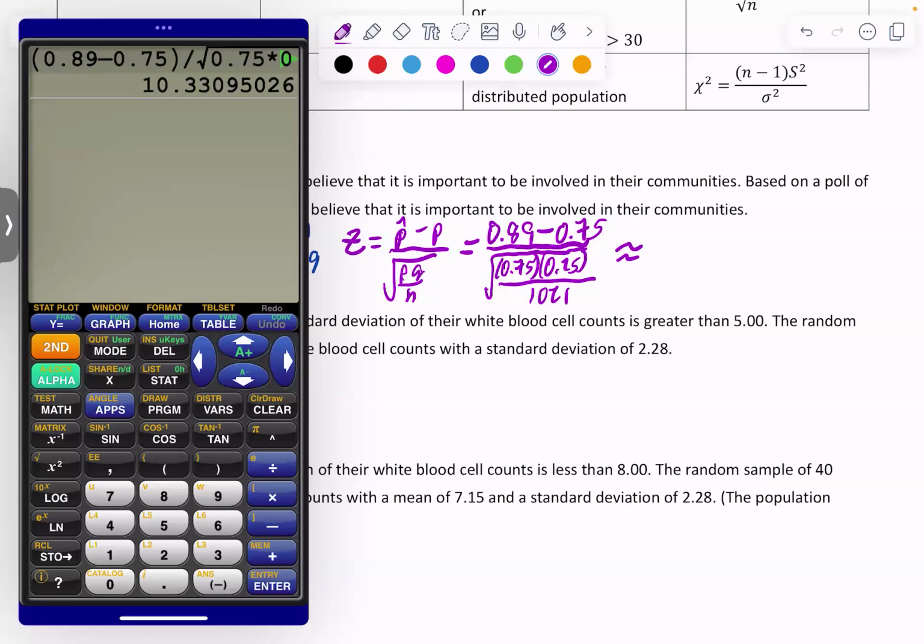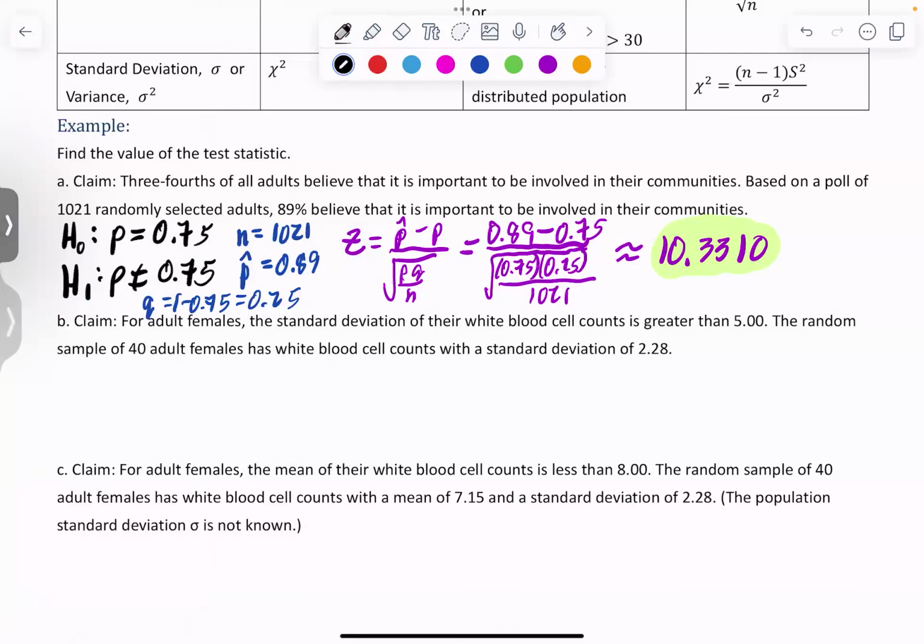So our test statistic is 10.3301. Actually, 10. I said that wrong. 10. There we go. Now, right now, we're just learning how to do each of these things. We don't know what to do with these numbers yet. We will eventually, but certainly by the end of this chapter, we will definitely know what to do with those.